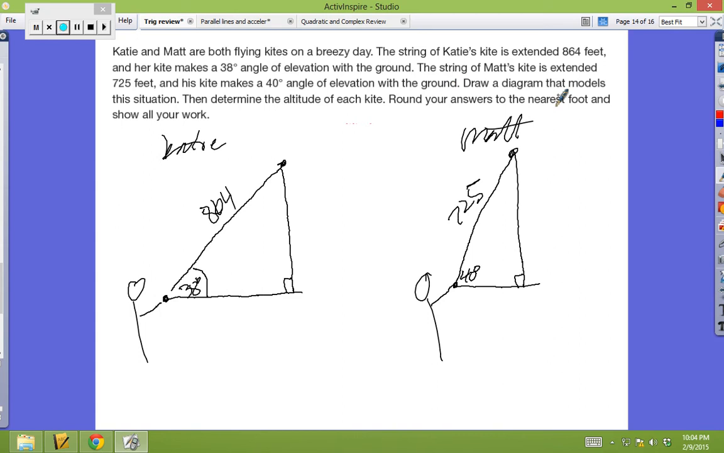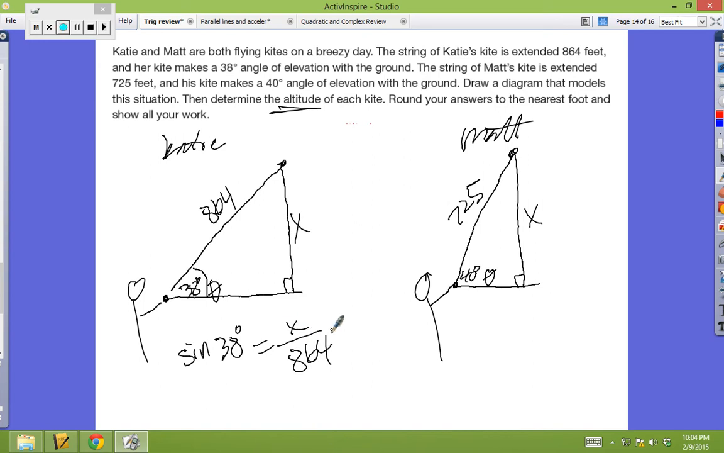Okay, draw a diagram. So we got to find the altitude. We need to find the height. So we got to find this and this. So we're going to put theta. Theta's right here. And this piece is the opposite, and this piece is the hypotenuse. So we need to use the trig function sine. So the sine of 38 degrees is equal to the opposite over the hypotenuse, 864. So now to solve for x is pretty easy.